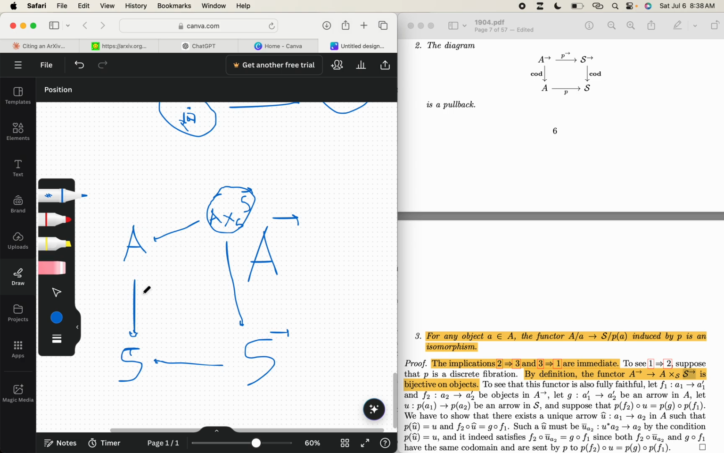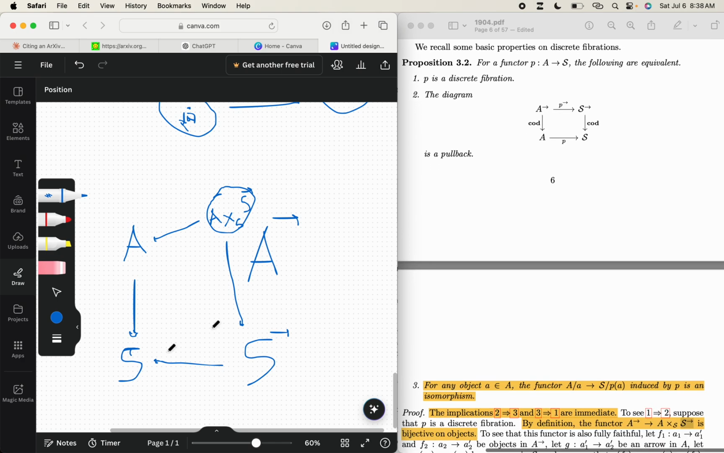to prove stuff like this, because one second. So this, okay, so this is P, and we've just been told to assume that P is a discrete fibration. And this is a functor from the arrow category to the category. I don't know if I completely screwed this up, but anyway.